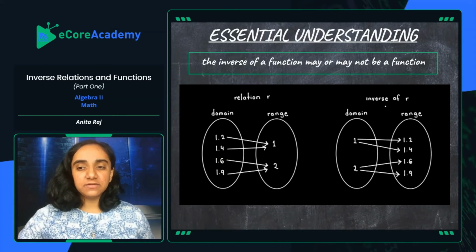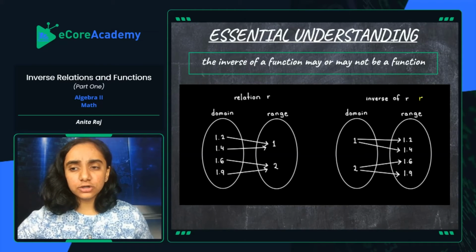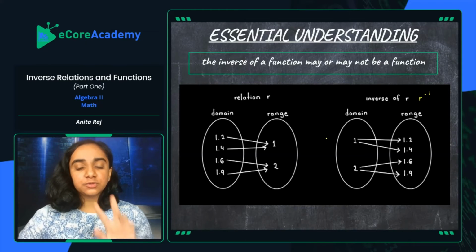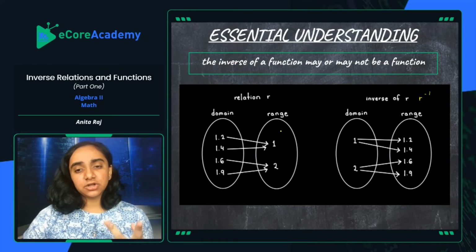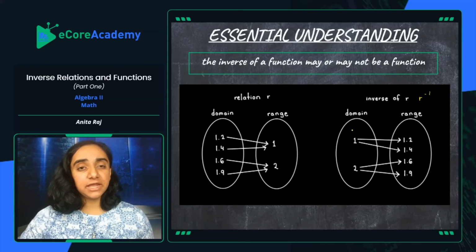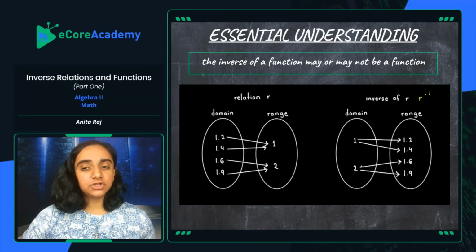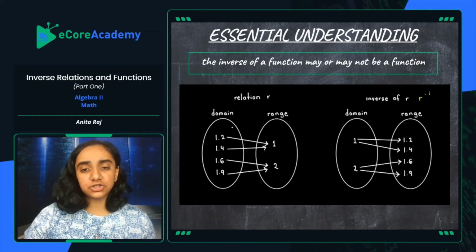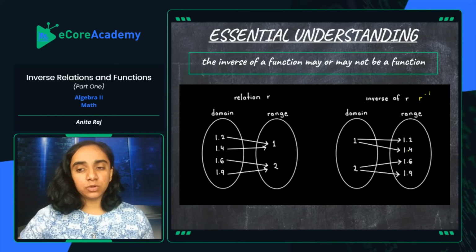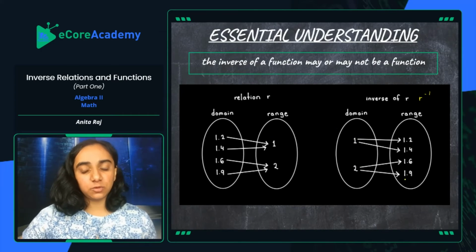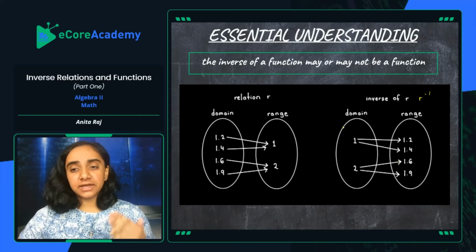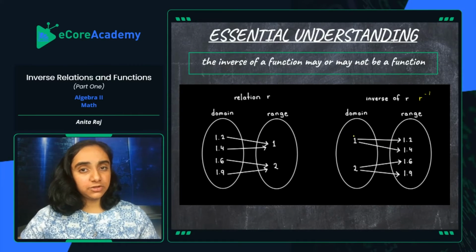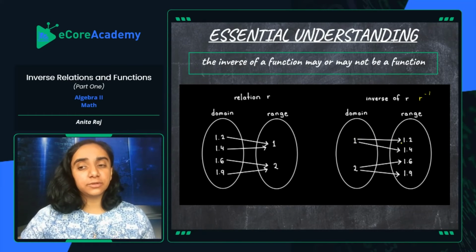However, when we find the inverse of r, our r to the -1 power, we're switching the domain and the range. So in this case, our range was 1 and 2 for function r, so we're going to make that our domain for r inverse. So 1 and 2 become our domain, and then our range becomes the original domain of function r. So our range would become 1.2, 1.4, 1.6, and 1.9. However, in this case, we have only 2 components of the domain, and these 2 components of the domain correspond to 2 components of the range.